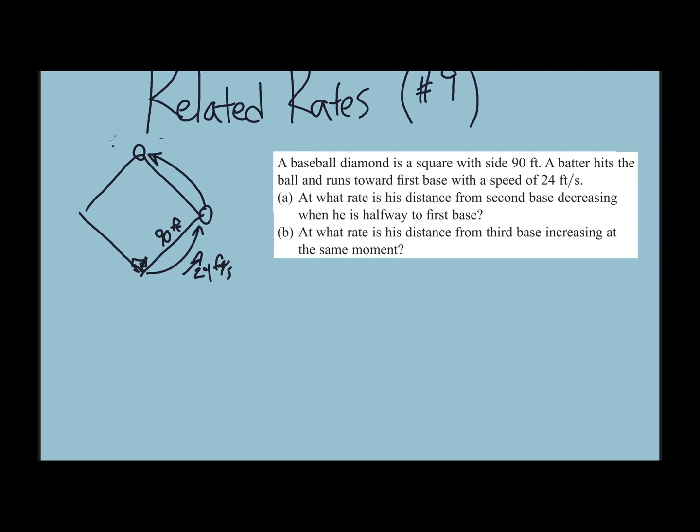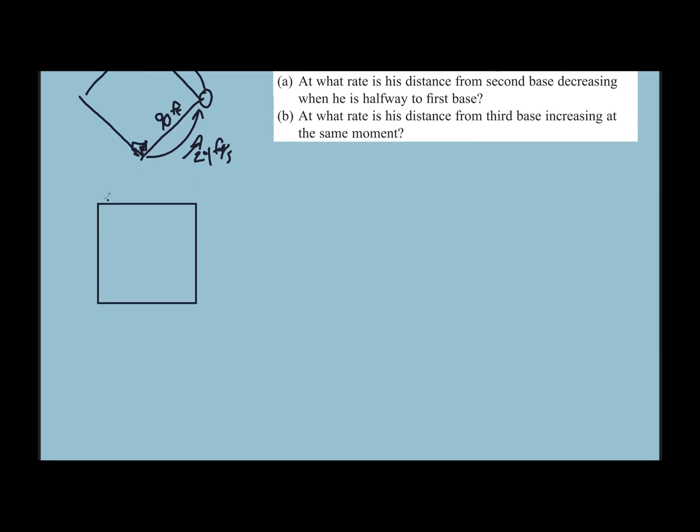Okay, well, let's think about this a minute. Let's reorient the baseball diamond into a square. That's going to be a better choice. We'll set home plate at 0, 0. We'll put first base at 90, 0. And we'll put second base at 90, 90.